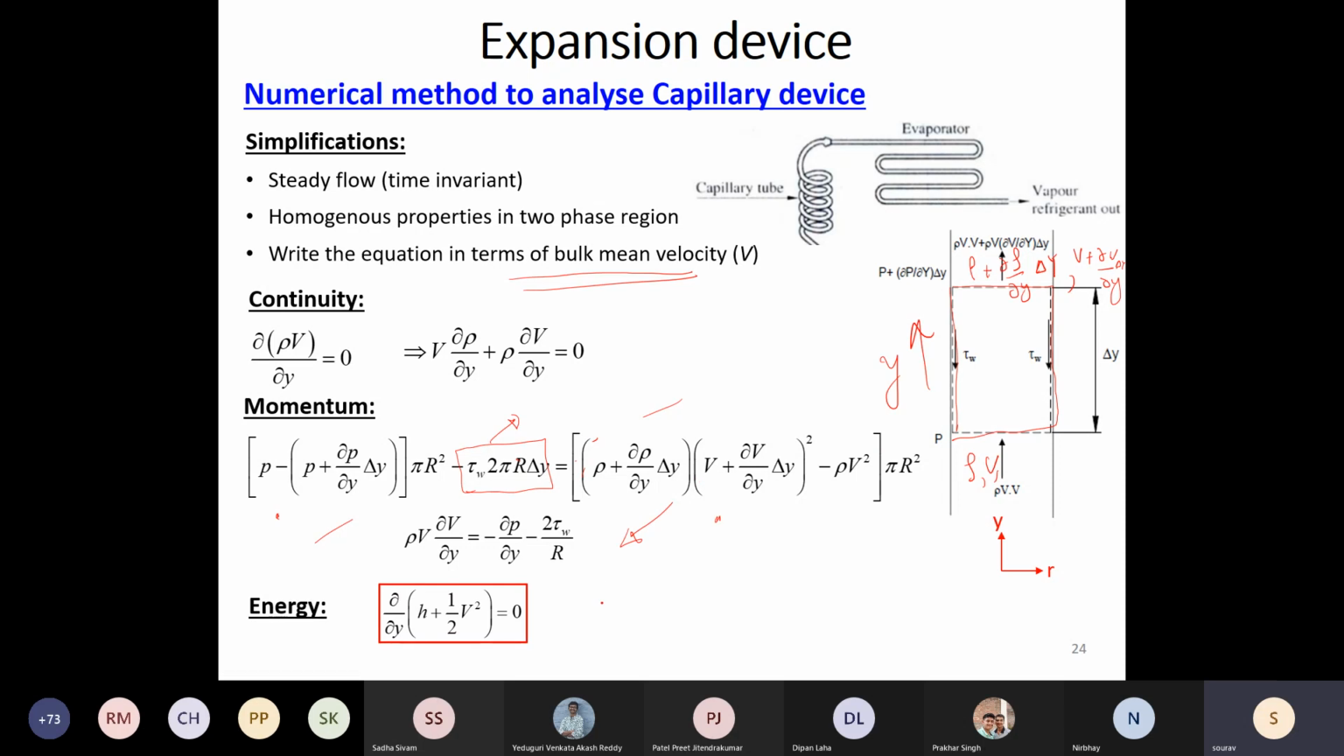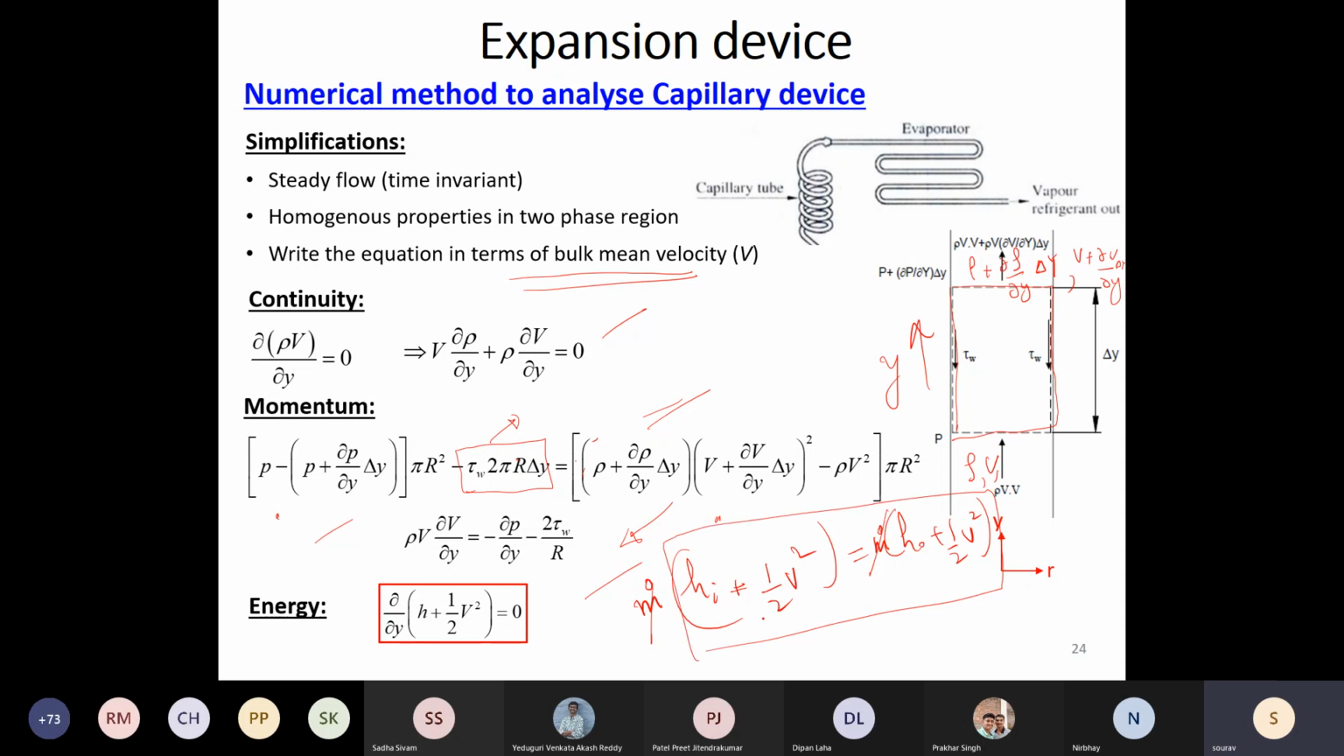And the third equation is the energy balance. First is mass balance, momentum balance, and energy balance. Now, energy balance is straightforward. You apply the first law across this control volume. So you will have H in plus half V square into m dot at the inlet, equal to m dot H out plus half V square. So mass flow rate is not changing across the cross section, so m dot cancels out. All you have is this.